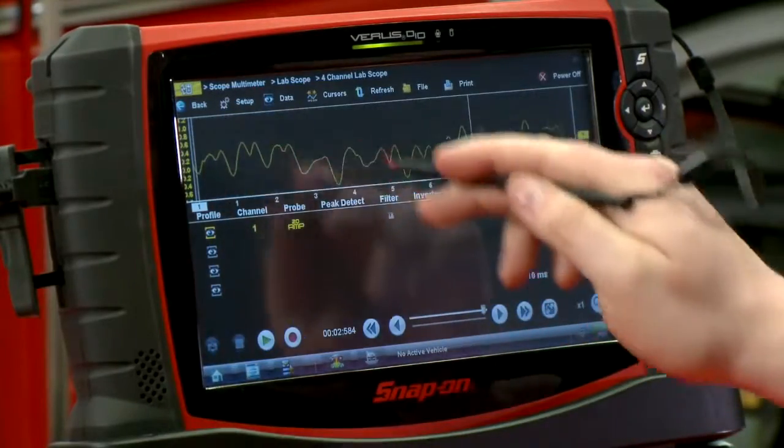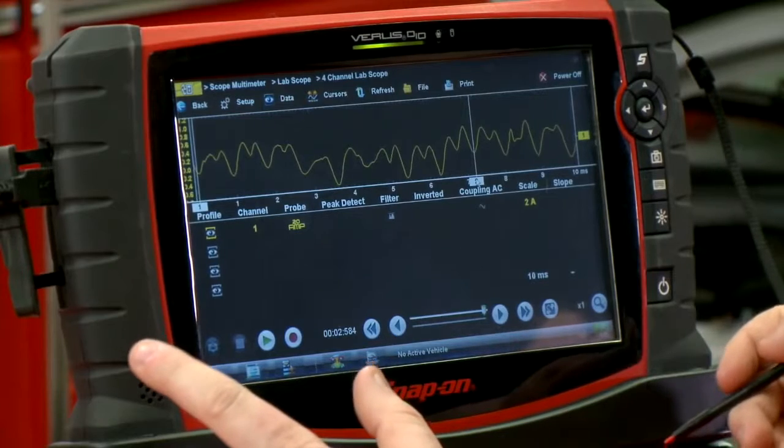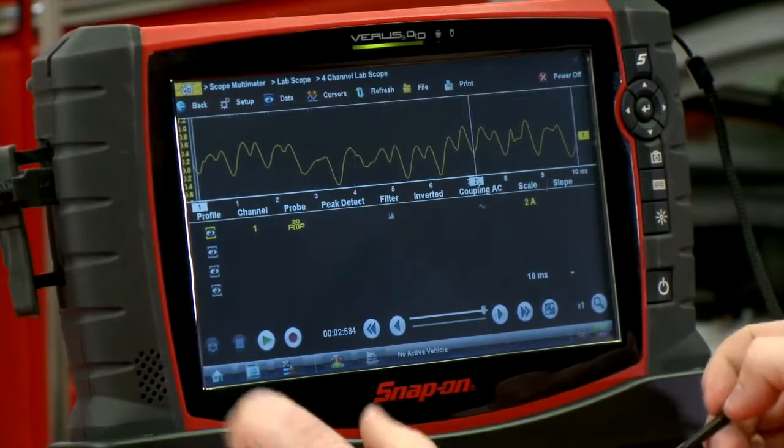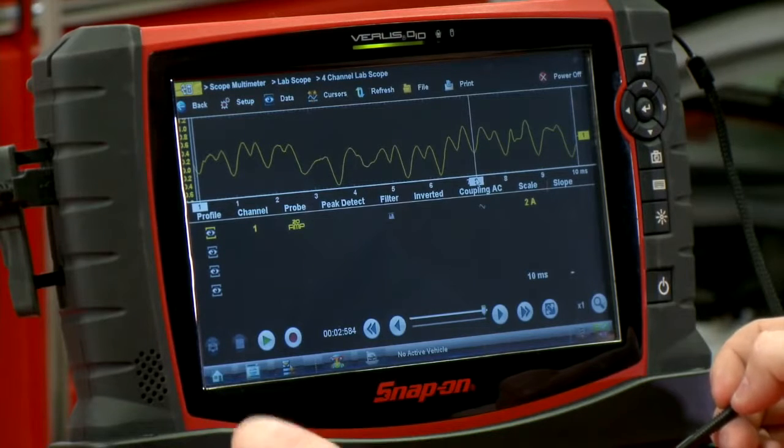Also, you want to make sure all those bumps are nice and even, which this one definitely is not. So we're seeing a lot of wear on this fuel pump as we're looking at it. I'm definitely going to recommend replacing the fuel pump as soon as possible so the customer can avoid being left on the side of the road.